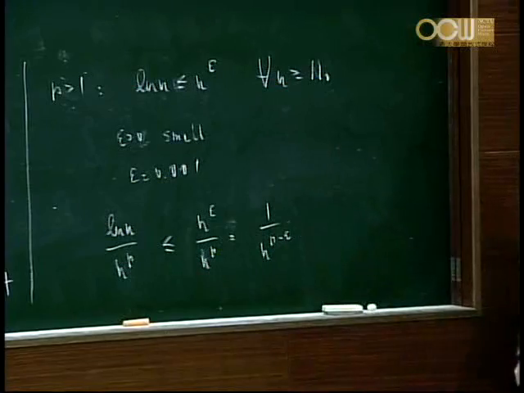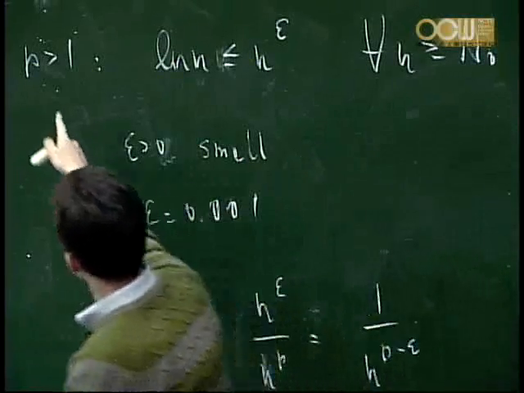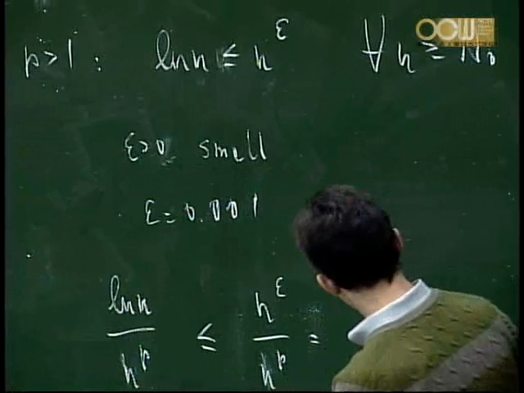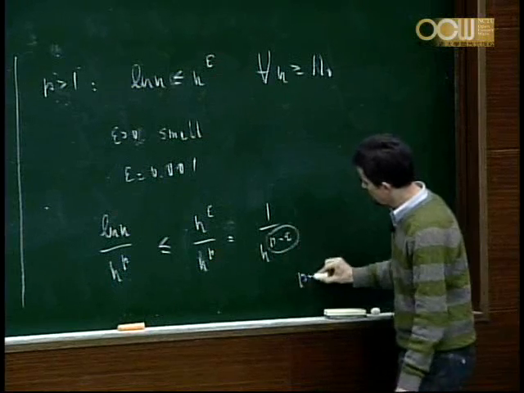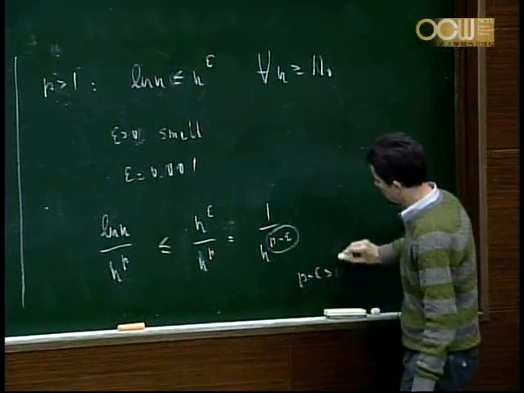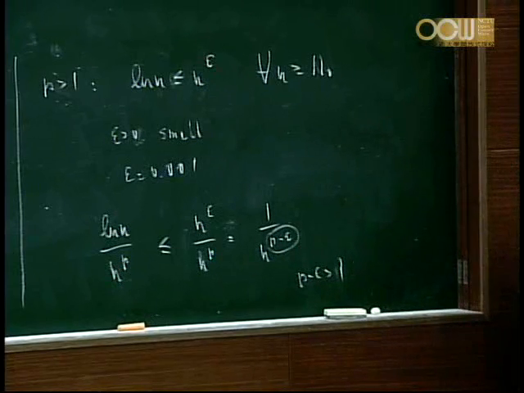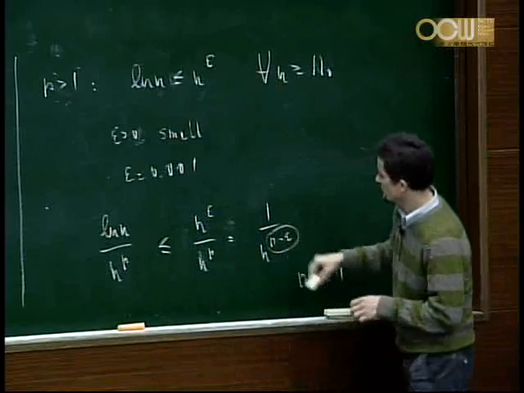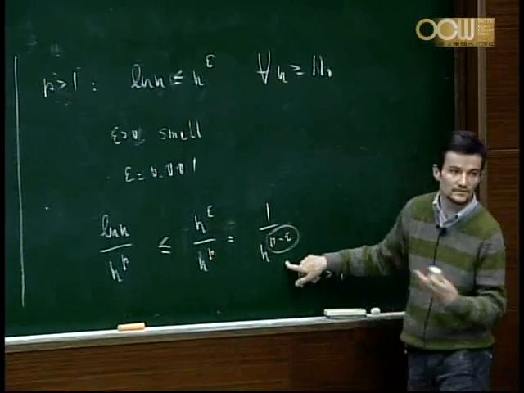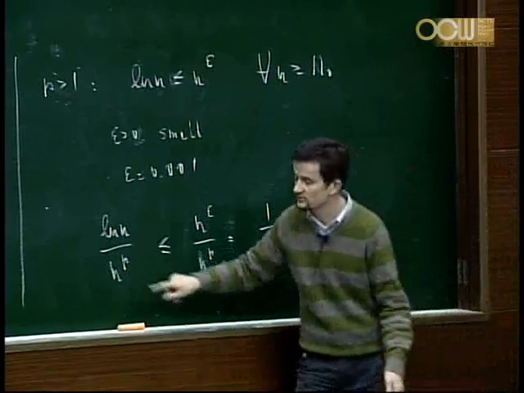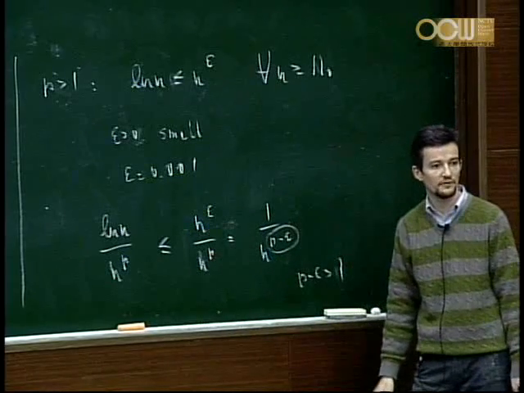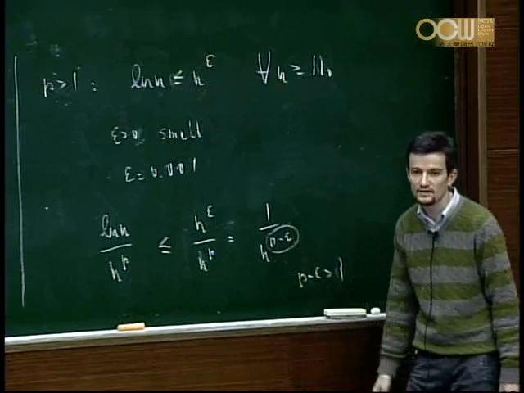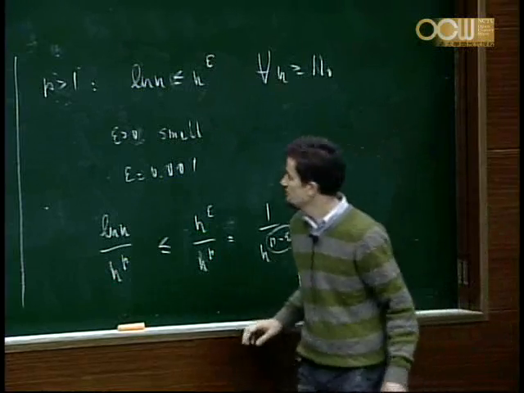Now, because your p is larger than 1, if you choose your epsilon small enough, then p minus epsilon will be larger than 1 as well. You just subtract a little bit. But then you know that the series over those guys is convergent. So the series over ln n over n to the p will be convergent as well by the comparison test. And you see this is much easier than using the integral test.